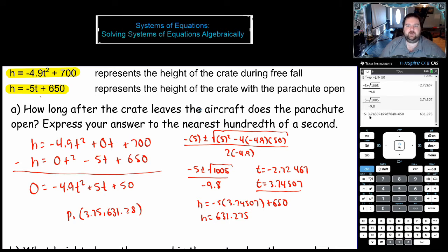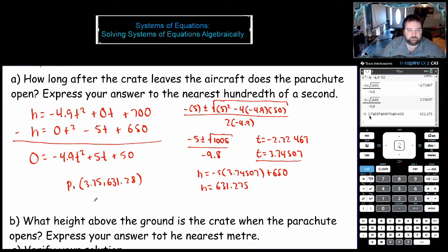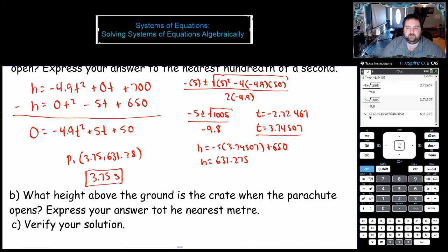How long after the crate leaves the aircraft does the parachute open? Well, that would be at 3.75 seconds. So my answer, 3.75 seconds. What height above the ground is the crate when the parachute opens? Well, that would be my y value. So the parachute's going to open 631.28 meters above the ground.